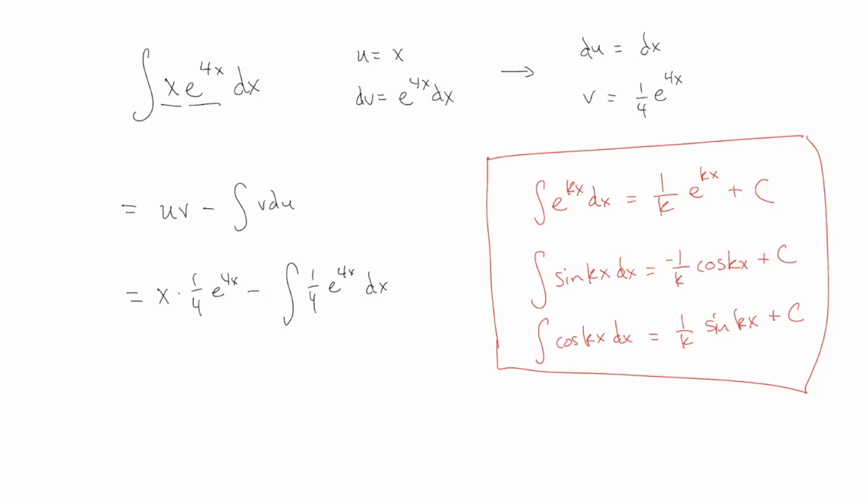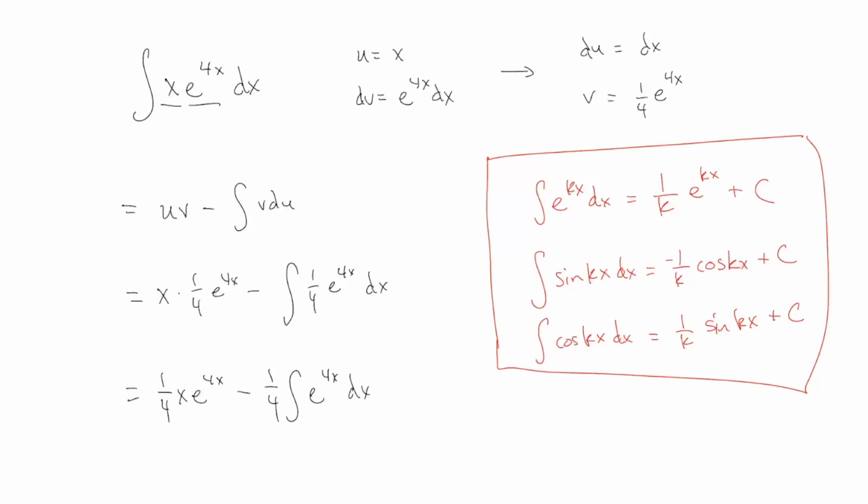And now there's still an integral to do. We have to do the integral of 1/4 e to the 4x. Usually you want to simplify that as much as you can before doing the integral. There's not much to do here. We can just pull the 1/4 out of the integral sign. It's probably the best it'll get. So 1/4 x e to the 4x, that was there before, and then minus 1/4 integral e to the 4x.